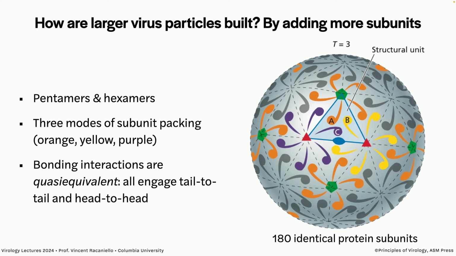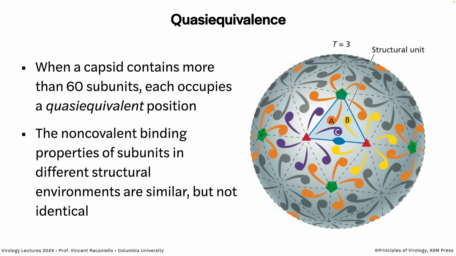All right, so here now we no longer have identical interactions because some of the proteins are in a 5-fold environment and some of them are in a 6-fold. So we call this quasiequivalent because they're similar. The interactions among the proteins are similar but not identical. That was the additional definition we had to make to explain these bigger particles. So quasiequivalent simply means when a capsid has more than 60 copies, each occupies a quasiequivalent position. It's similar but not identical. The binding properties are similar, so they're non-covalent as always. But they're not identical because you have 5-fold associated structures and 6-fold associated structures.